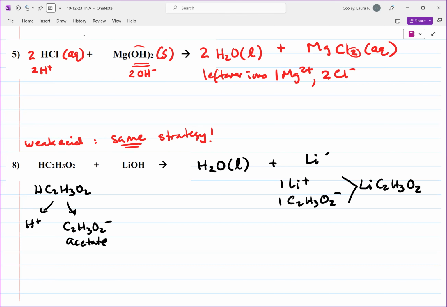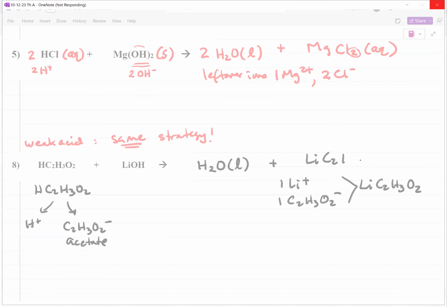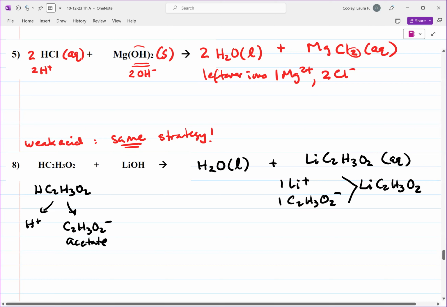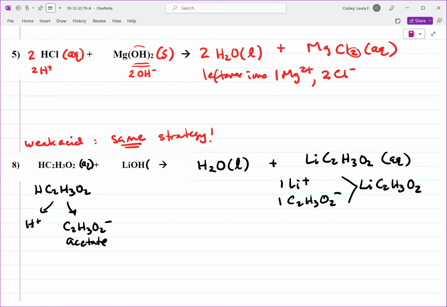We have LiC2H3O2, aqueous, because acetates are always soluble. So acids are soluble. Lithium hydroxide, it's an alkali metal, first column in the periodic table, with a hydroxide, so it's soluble even though it's a hydroxide. And balancing this, you have one OH and one H to give you one water. Nothing else is necessary.